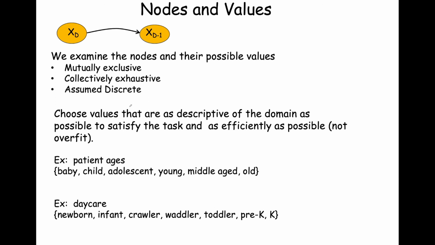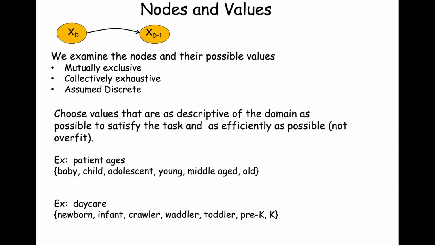And so now, if you're going to choose values for your variables, you're going to choose those that are as descriptive as possible of the domain that you're trying to model in order to satisfy this task. And you do it as efficiently as possible. So you don't want your quantization to be too fine-grained, but you want it to be fine-grained enough to describe the phenomena of interest. So for example, if you're dealing with patient records and maybe you're dealing with patient ages, you might quantize it in terms of baby, child, adolescent, young, middle-aged, or older.